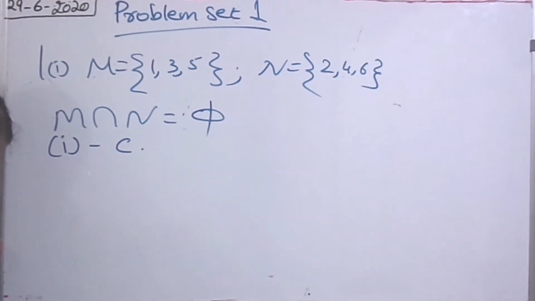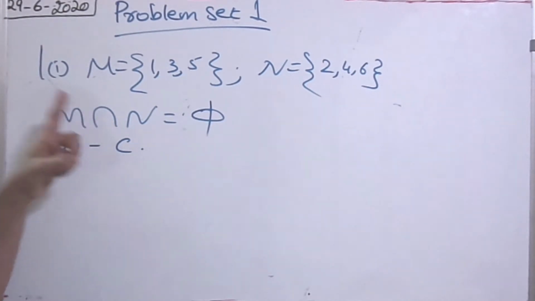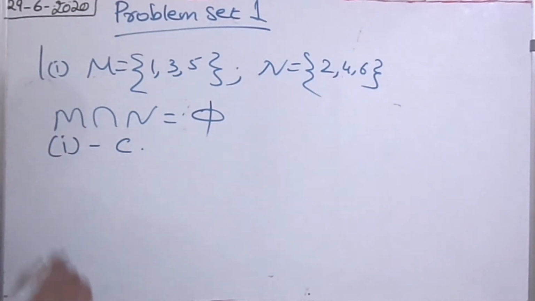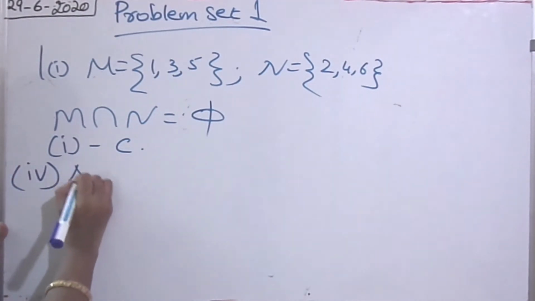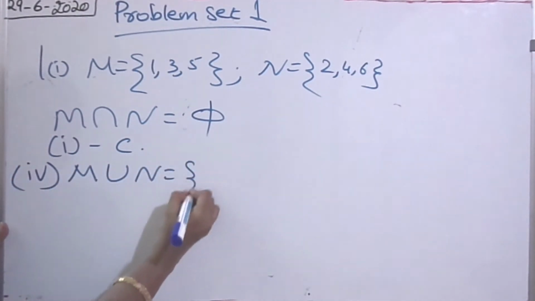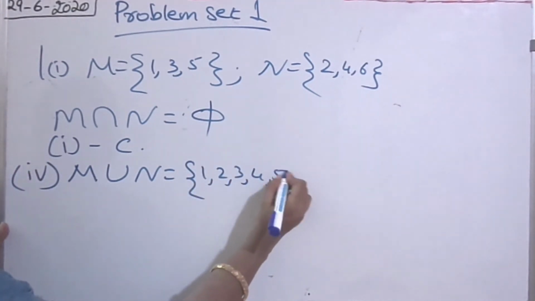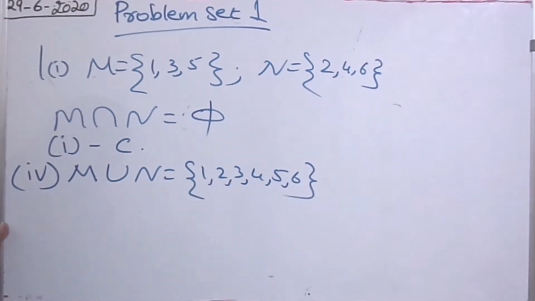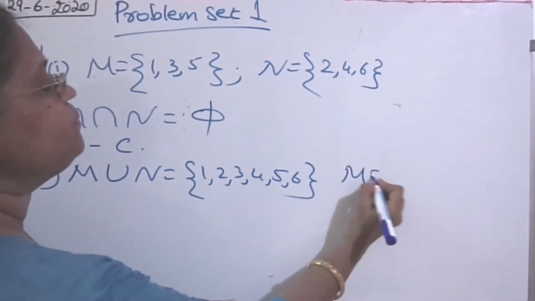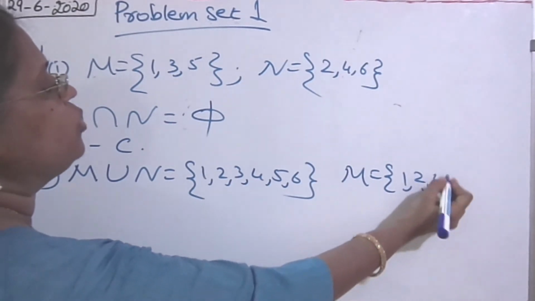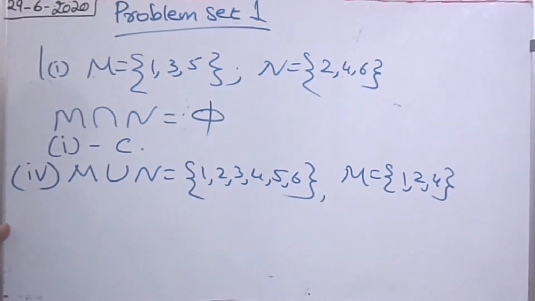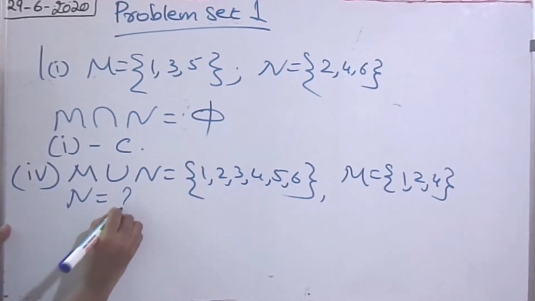Now we go to second and third sum, I will be doing afterwards. I told you I am going to do only sums based on union and intersection in this class. So now the fourth sum is about union. So let us write down that. M union N is 1, 2, 3, 4, 5, 6. M is 1, 2, 4. Then which of the following represents set N? N is equal to question mark.